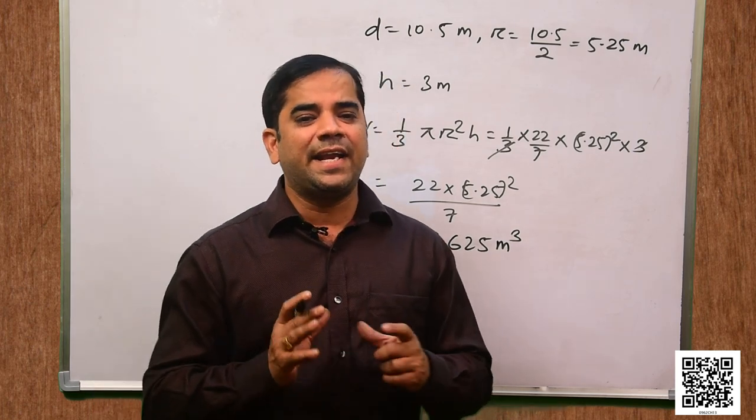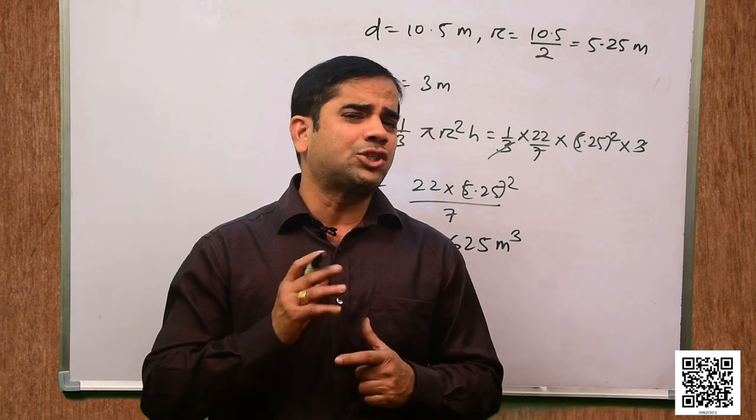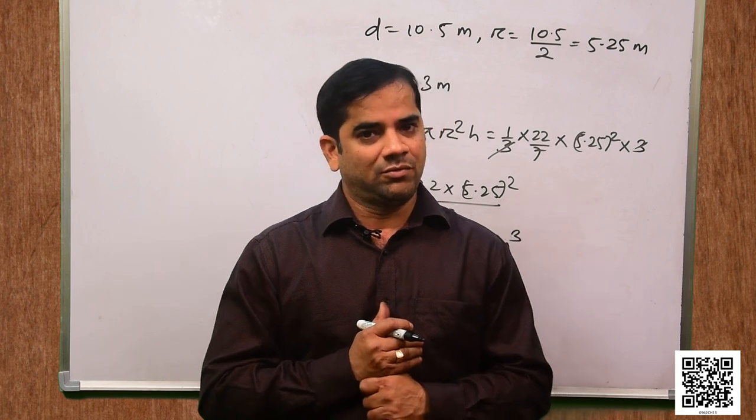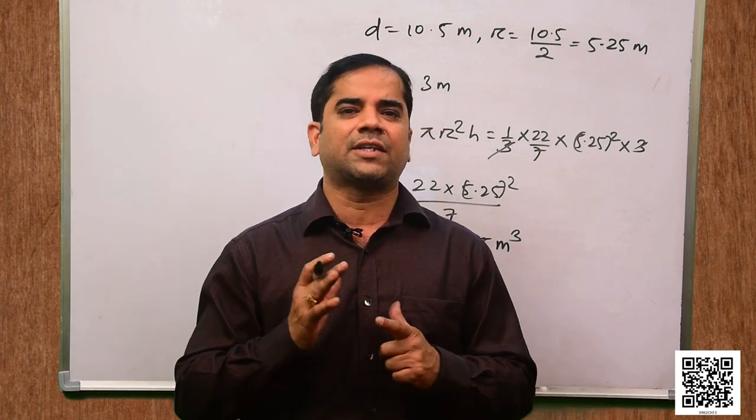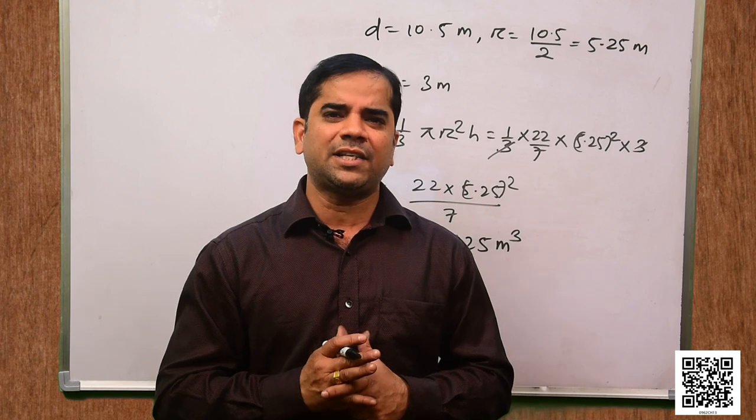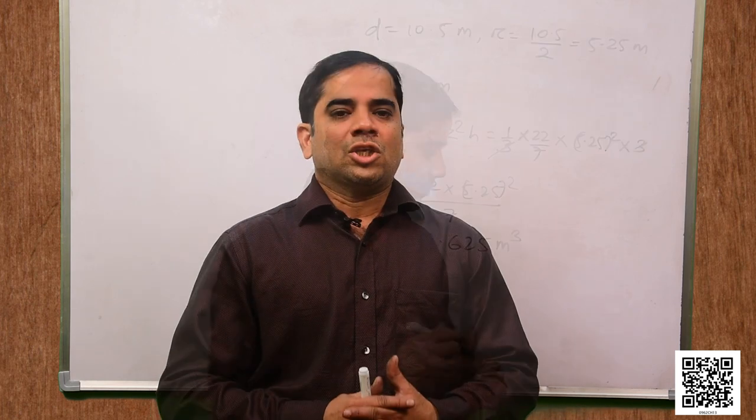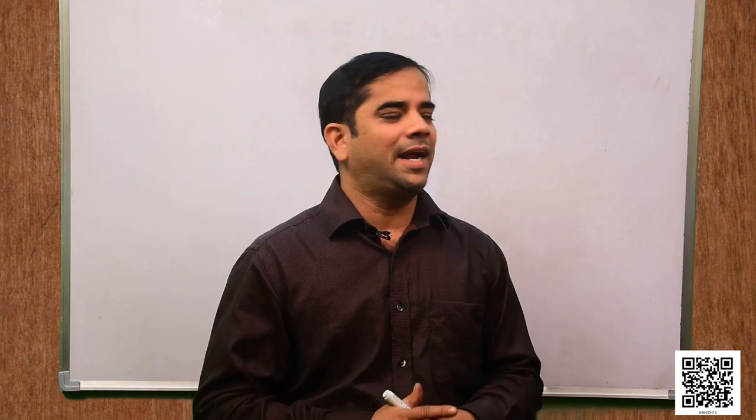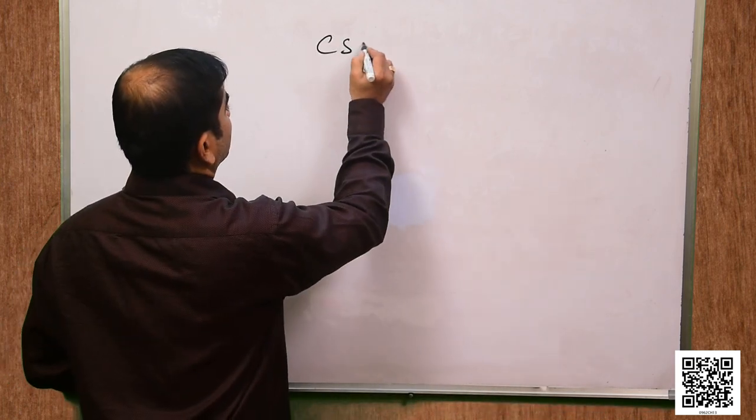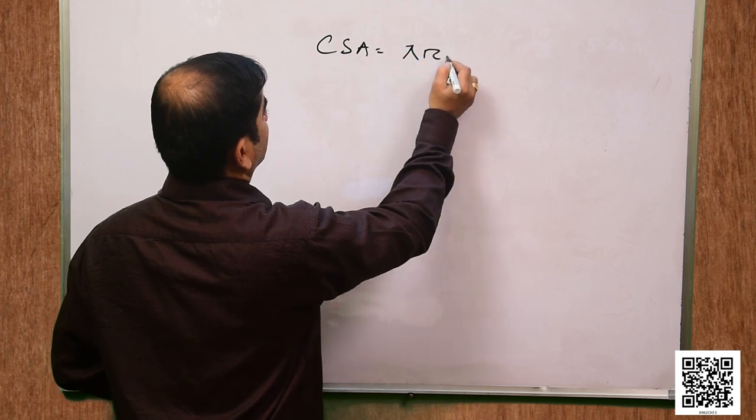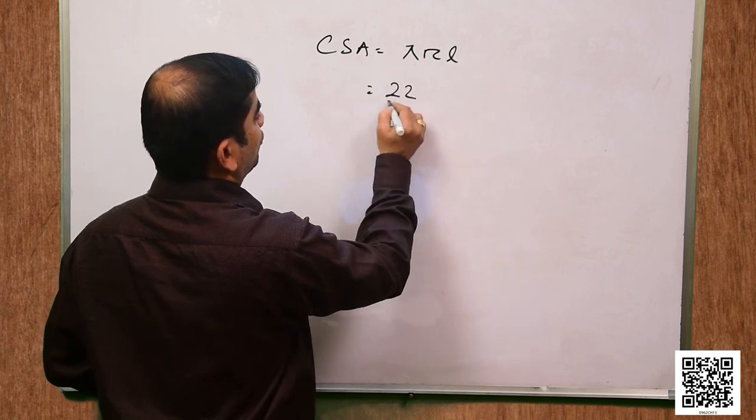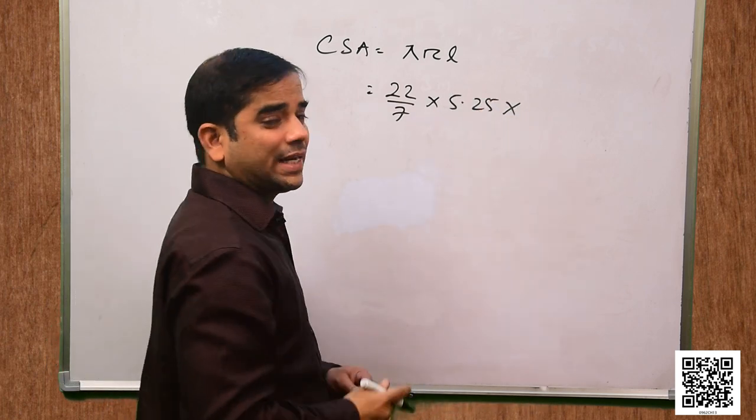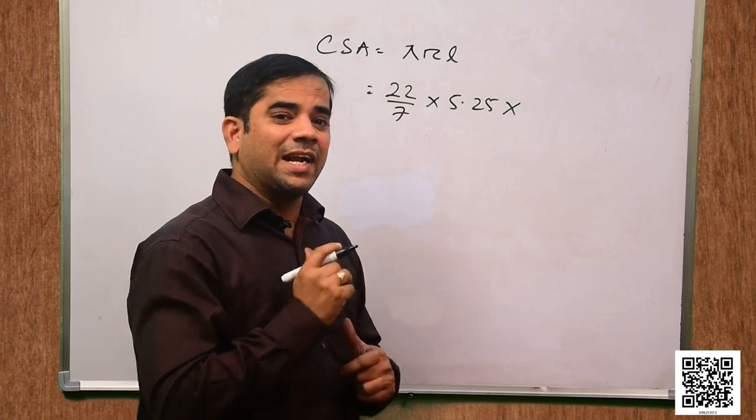Now, let us find the area of the canvas required. What it should be? It is nothing but the curved surface area of the cone. So, we need to find the curved surface area of the cone. So, students, the curved surface area is nothing but pi r l. So, that is equal to 22 by 7 into 5.25 into what is l? L is nothing but the slant height.